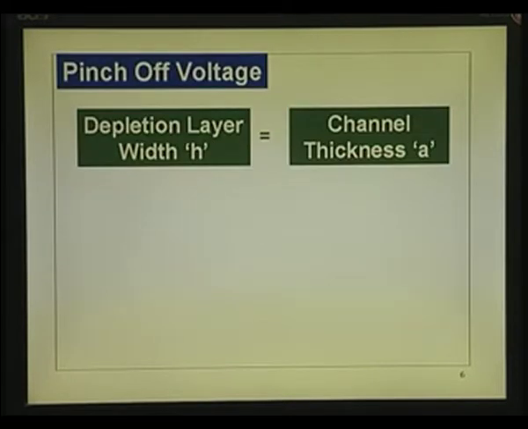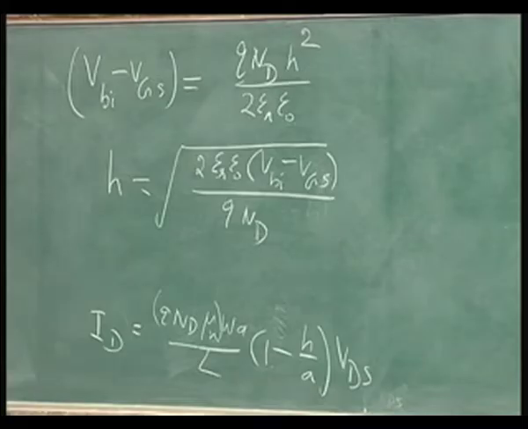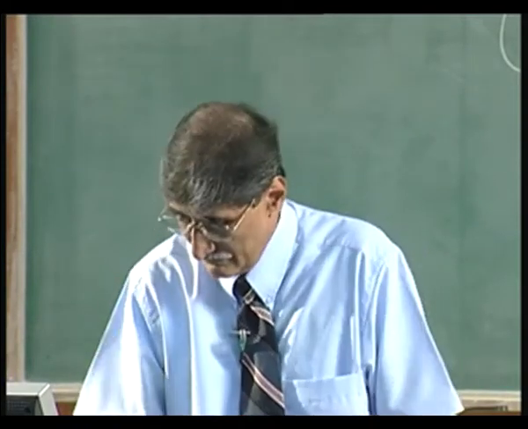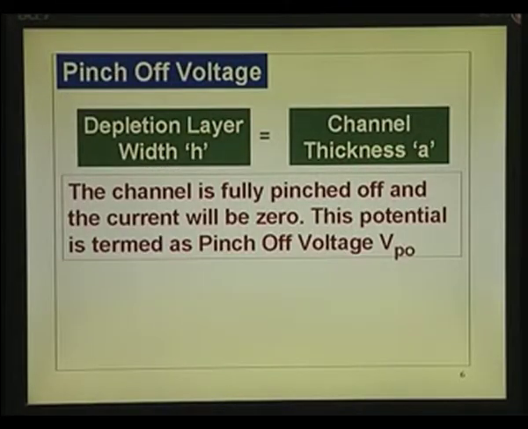Now we define a term called pinch off voltage, where depletion layer h becomes equal to A. We define the pinch off voltage as the potential drop across the depletion layer required to make h equal to A. The channel is fully pinched off, completely depleted, and the current will be 0. If the depletion layer completely goes over totally, then the current will be 0. This potential is termed as the pinch off voltage V p 0.